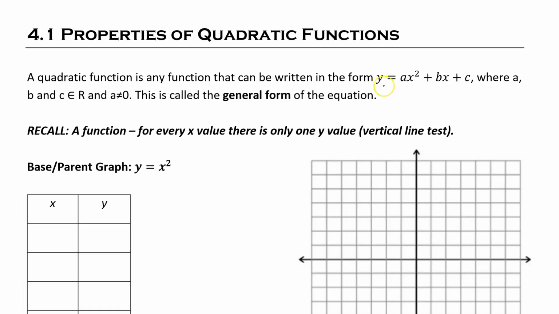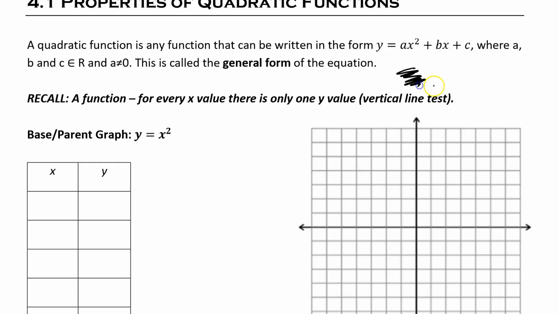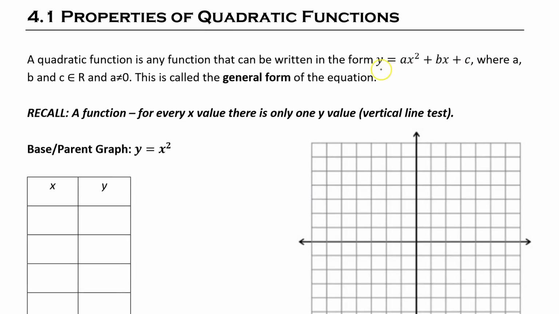that can be written in the form y equals ax squared plus bx plus c, where a, b, and c are elements of the reals, so they can be any number that's real, remember, just not imaginary, and a can't equal 0, because if a equals 0, we would simply have a linear equation instead of a quadratic one. And if you find it in the form y equals ax squared plus bx plus c, this is called the general form. Now we're going to be learning something about the standard form, but that comes a little bit later.